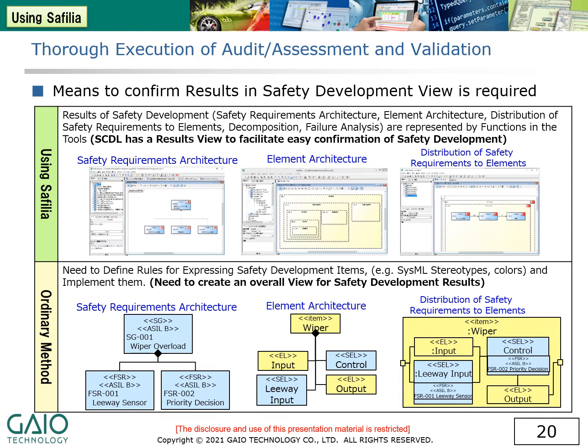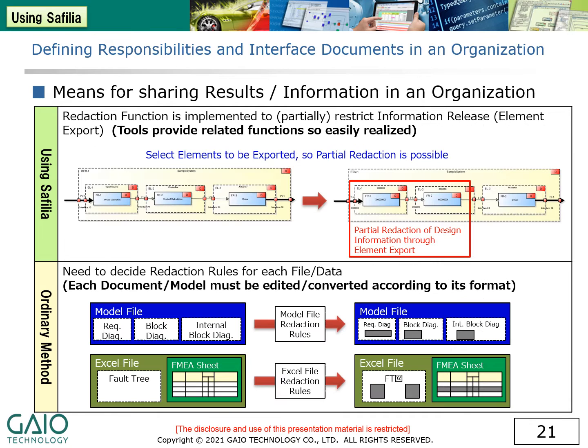The Safety Development Results View allows clear and easy confirmation of the integrity of the development process, showing clearly the linkage between requirements and results. This helps the audit assessment stage of the process go smoothly compared to projects that do not use Safilia.